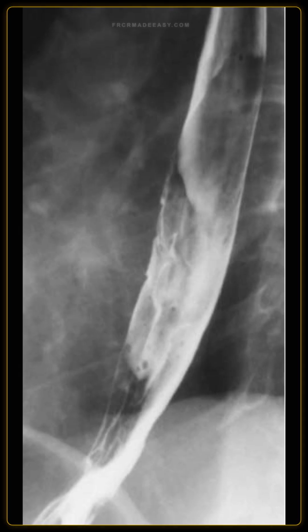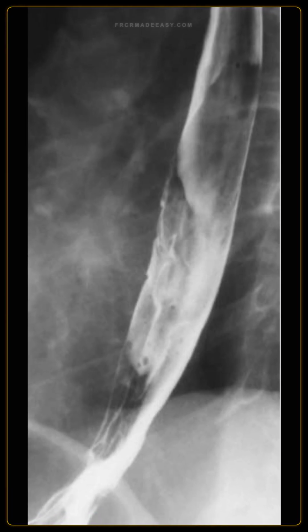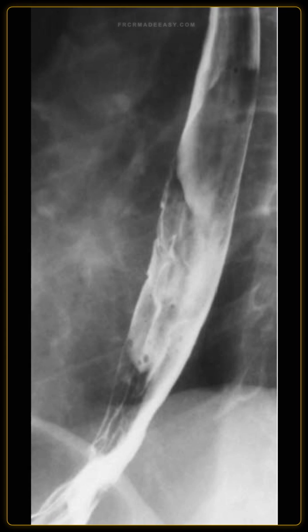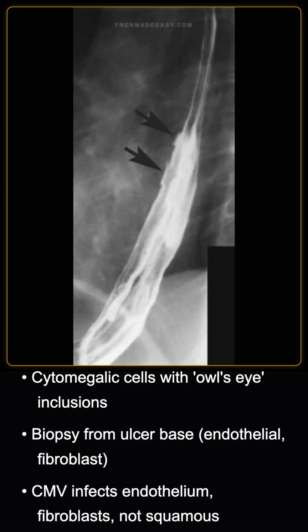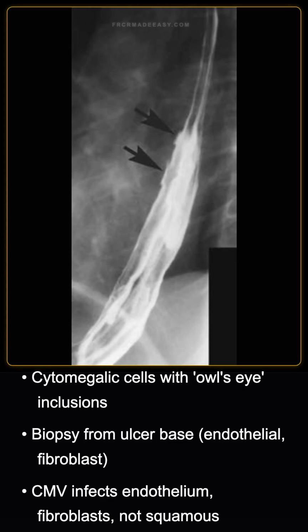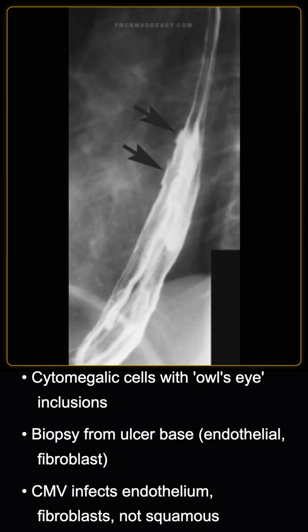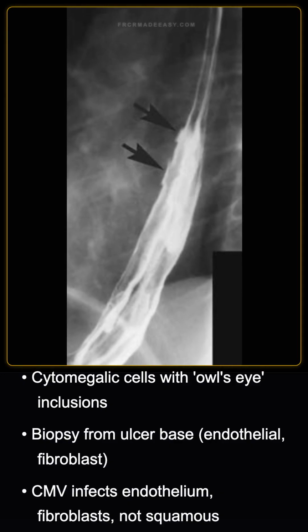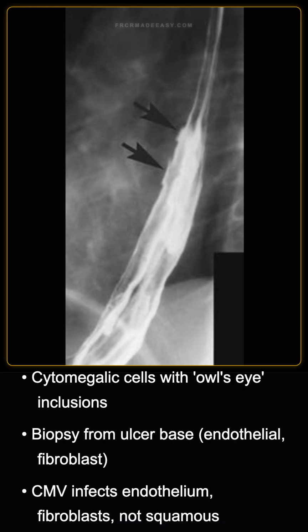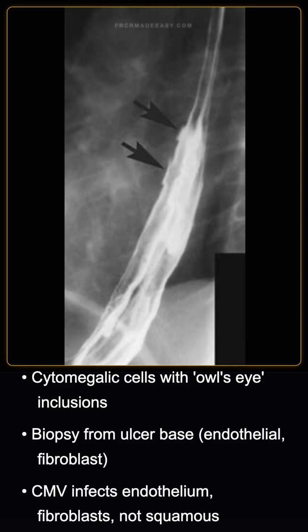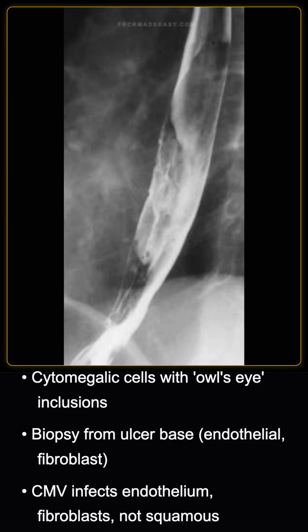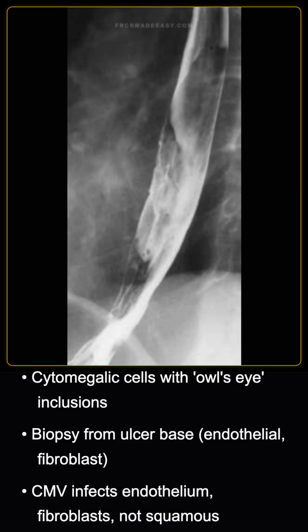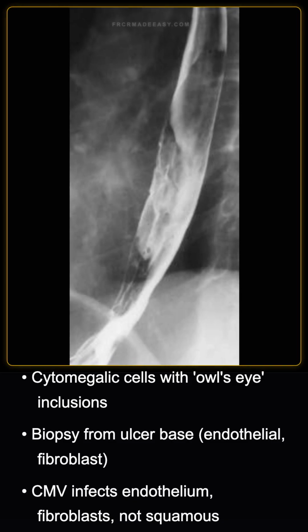Describe the key histological finding that confirms cytomegalovirus and explain where the biopsies should be targeted. The hallmark is the presence of cytomegalic cells with giant intranuclear eosinophilic inclusions and smaller basophilic intracytoplasmic inclusions, giving an owl's eye appearance. Biopsies must be taken from the ulcer base because CMV infects endothelial cells and stromal fibroblasts rather than squamous epithelium.